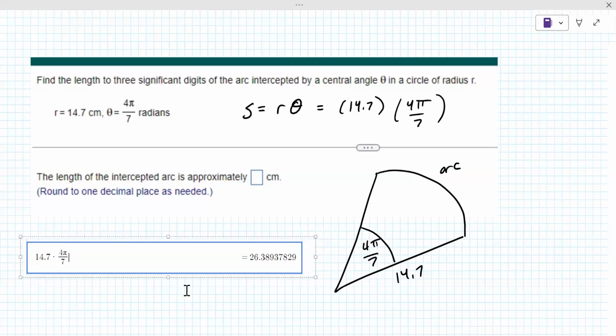It's 14.7 times the angle 4 pi over 7. I got 26.38937829. Okay, so 26.4 when you go to 1 decimal place.